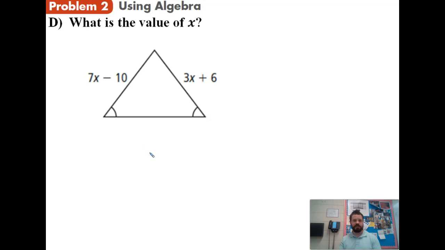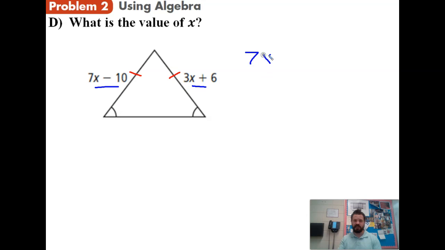So for D, what is the value of x? And it looks like my x's are related to expressions for the side lengths. Now, I couldn't do this one if I didn't know these two angles were congruent. Okay, since they are, I know the sides across from them will be congruent as well. So what I can do then is just set these two sides equal to each other.